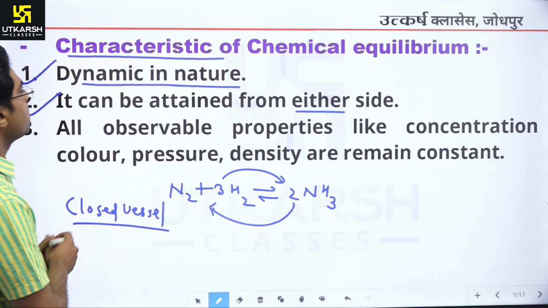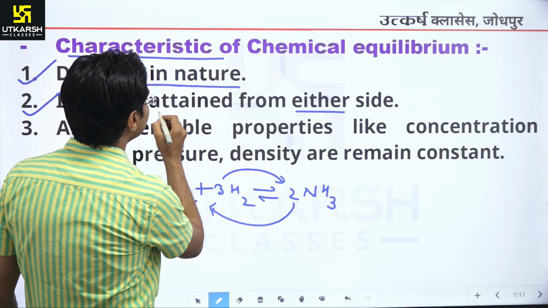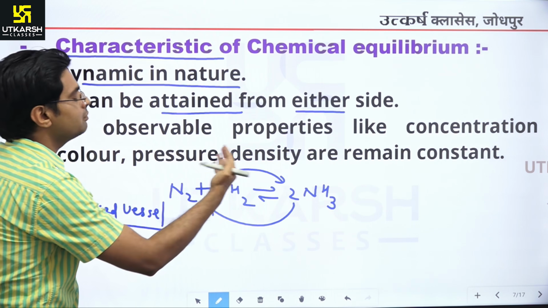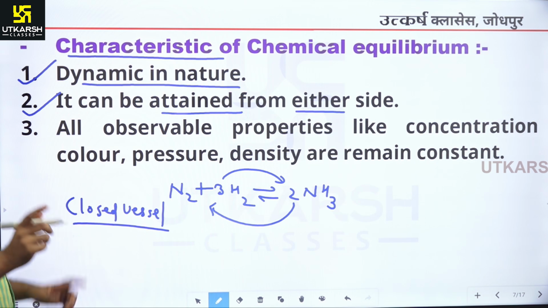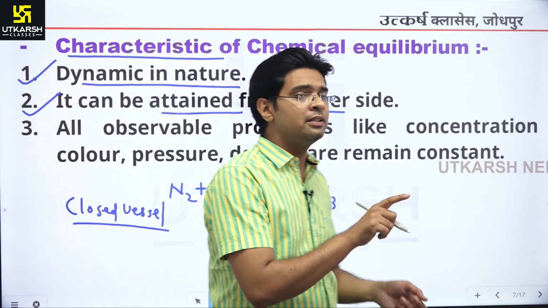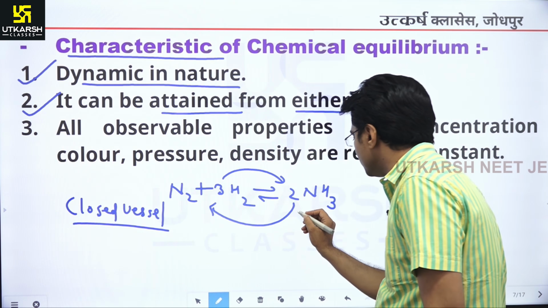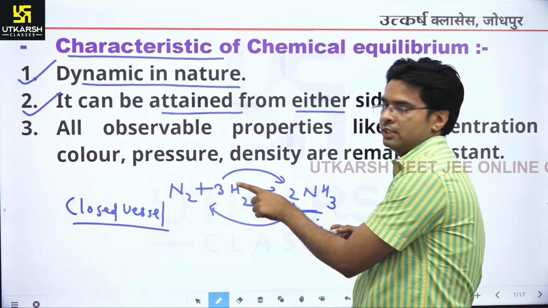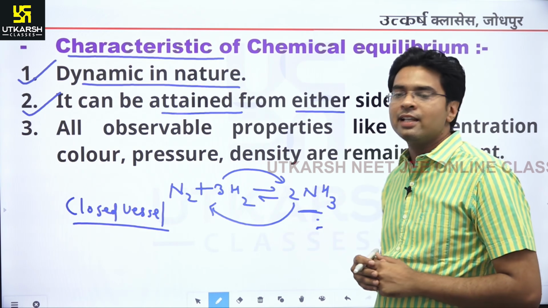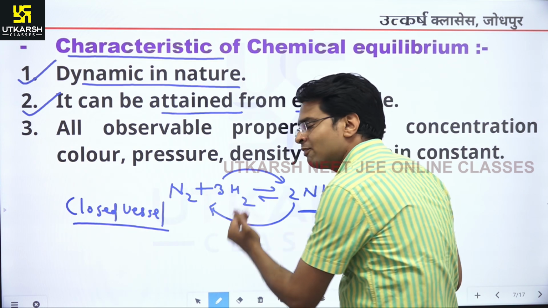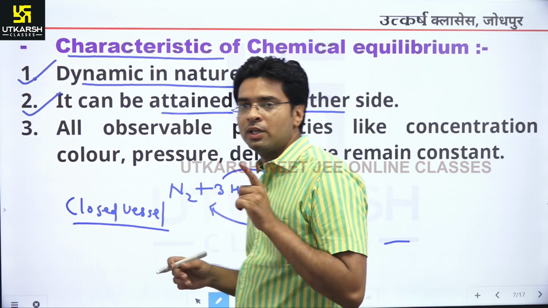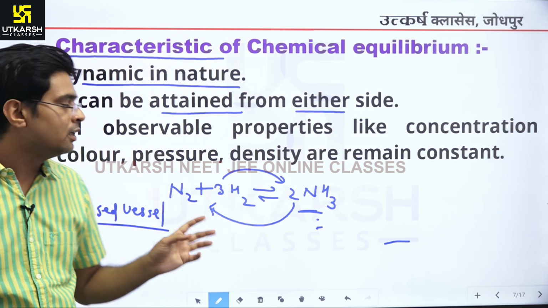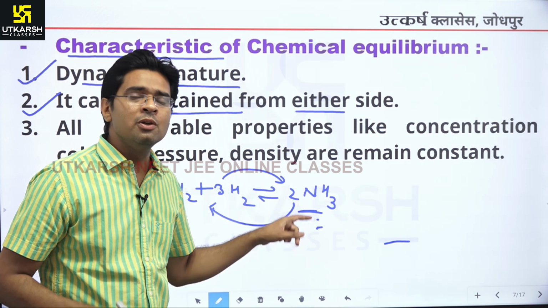So what we are saying is, it can be attained from either side. It means, if we start with nitrogen and hydrogen, after some time we will get the equilibrium state. And what happens if we start with ammonia? If we start with ammonia, then also after some time the equilibrium is established. That's what we want to say: the equilibrium can be established either from the reactant or from the product. If you start with reactant, you obtain it, and if you start with the product, you also obtain it.